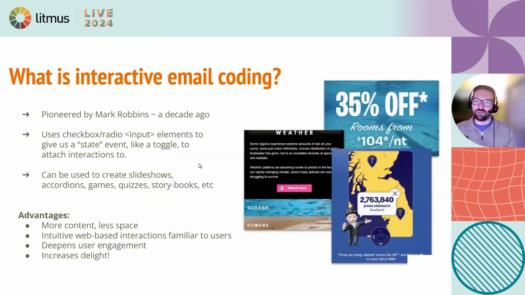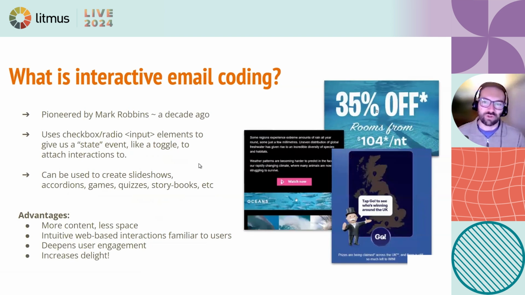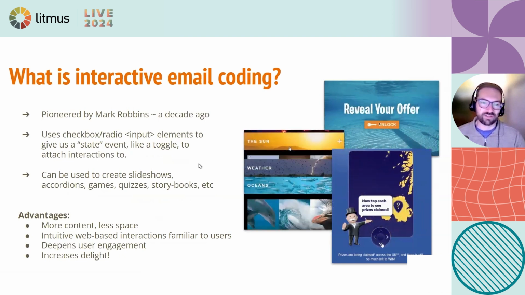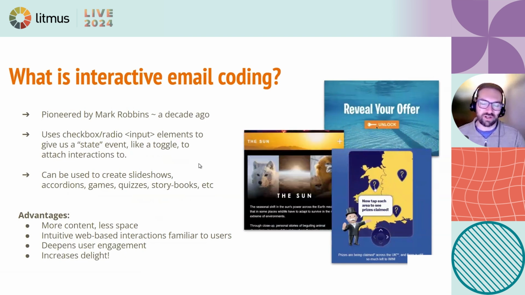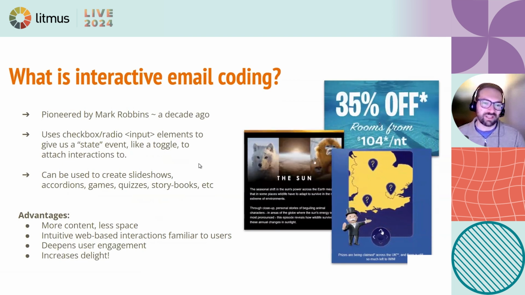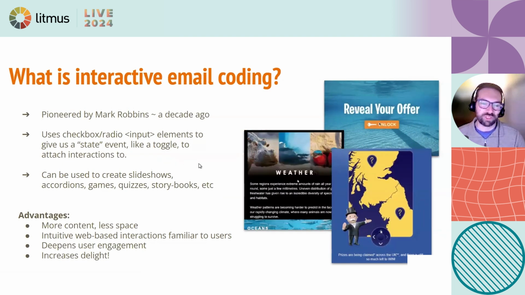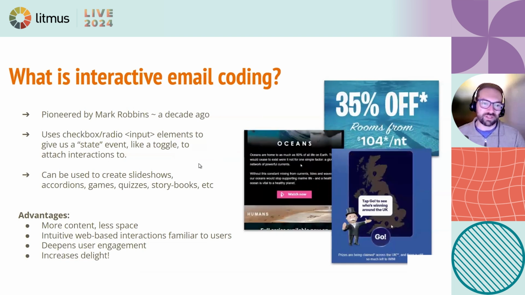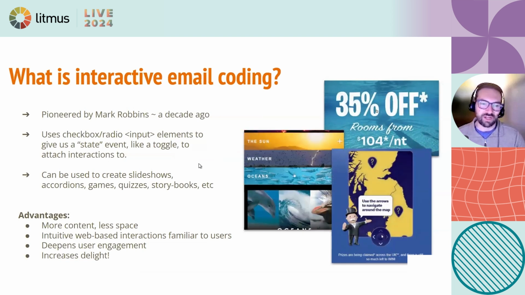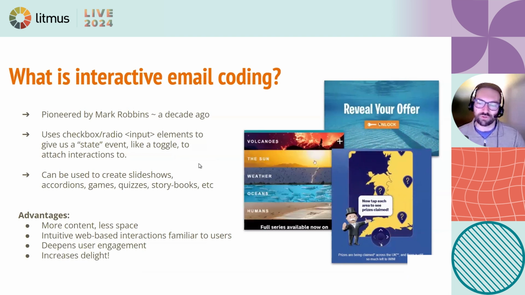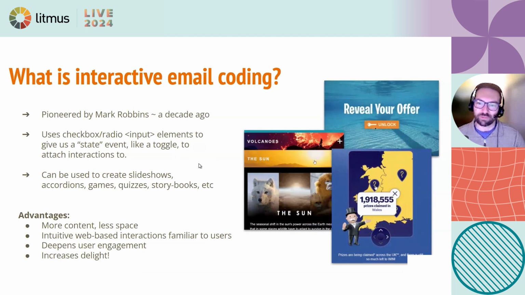First, let's get a little primer on what interactive email coding is. About a decade ago, Mark Robbins noticed a trick online that he decided to try to apply to his email templates, and that was using input elements like checkboxes and radio elements to give us a state-like event, like a toggle, and then we can attach interactions to that. So when you toggle those inputs, something on screen will happen.